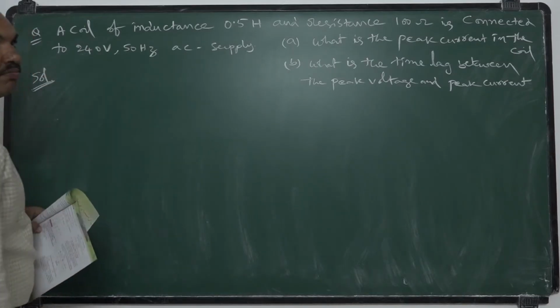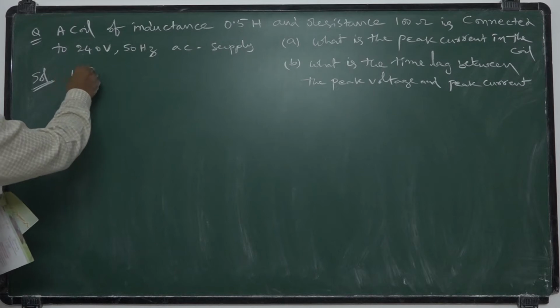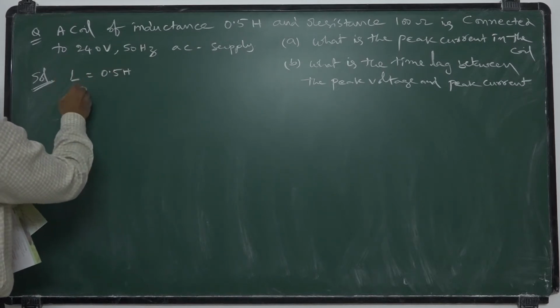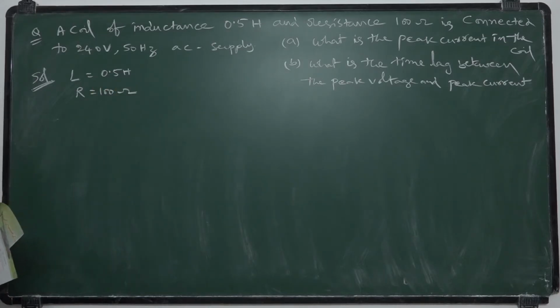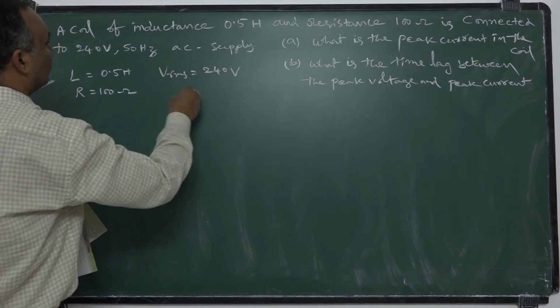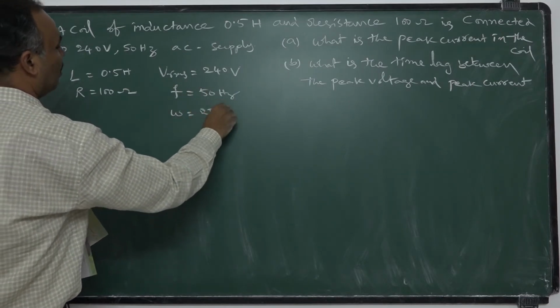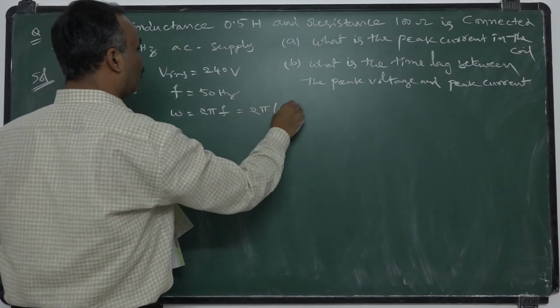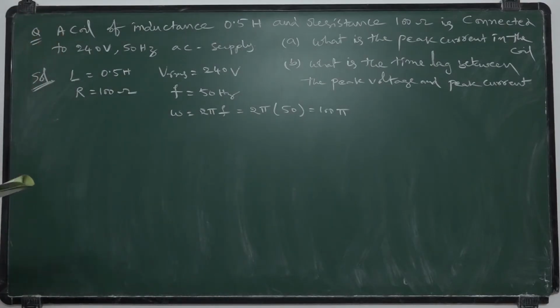As per the question, the inductance L is equal to 0.5 Henry and the resistance is 100 ohms, and it is connected to a supply of VRMS 240 volts and the frequency is 50 Hz. Omega is 2 pi into 50, that is 100 pi. This is the basic data given to us. Now we are required to find the solution.